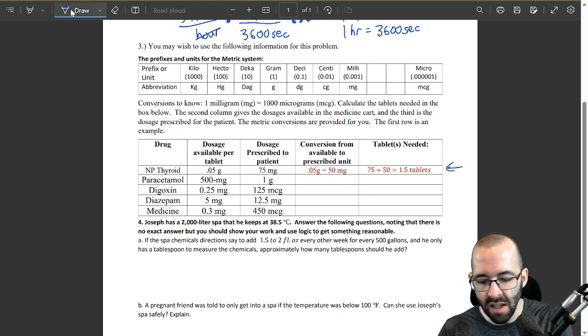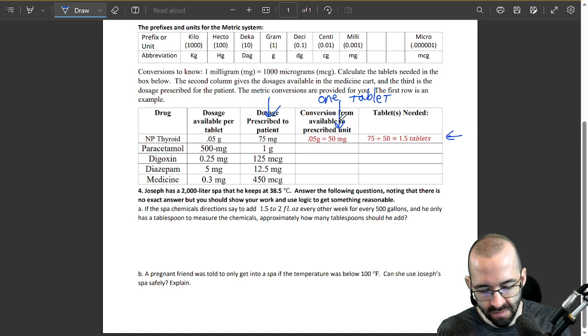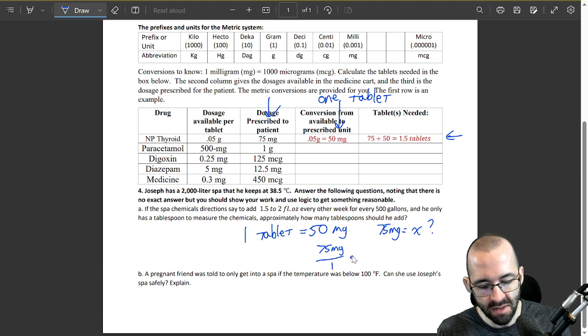And then, okay, so if each tablet is 50 milligrams, right? This is one tablet, is 50 milligrams, and I need 75 milligrams. Well, how can I get there? That's a unit conversion, right? Really, what we have is one tablet is 50 milligrams. So what is 75 milligrams? 75 milligrams is how many tablets? Do a unit conversion. 75 milligrams, and we know 50 milligrams is one tablet.